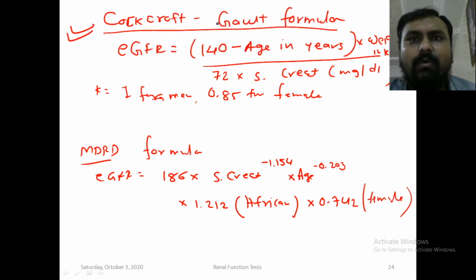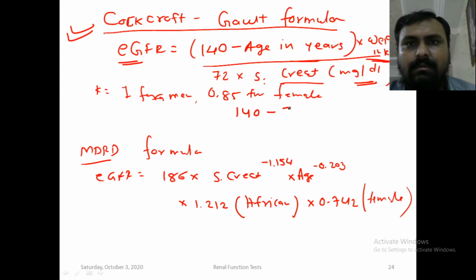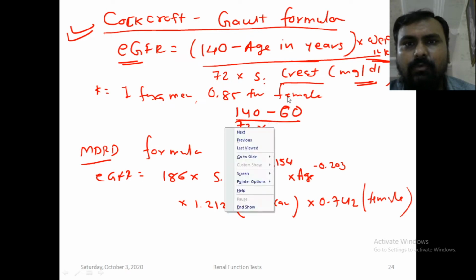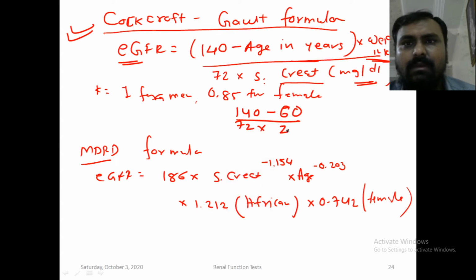So the Cockcroft-Gault formula, what is that? It is 140 minus age in years, into the weight in kilograms, into K, we will see what K is, divided by 72 into the serum creatinine in milligram per deciliter. Okay, so suppose age is 60, right, into 72, the serum creatinine is suppose 2, and weight is around 72. Okay, like that.